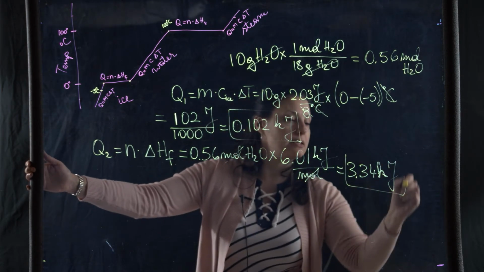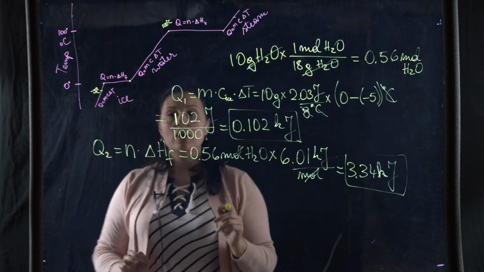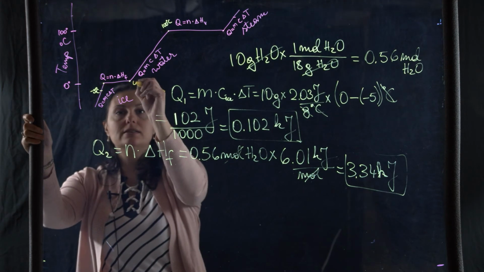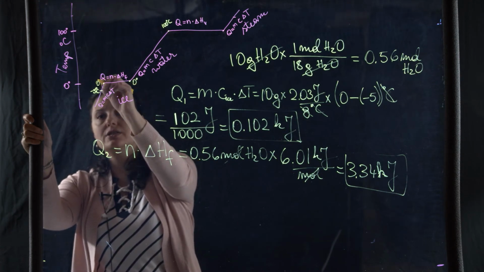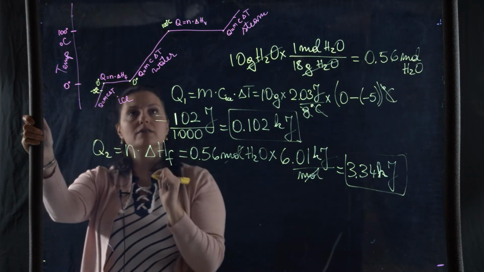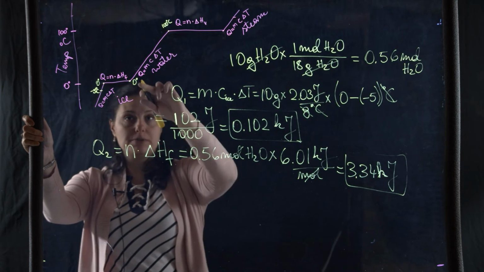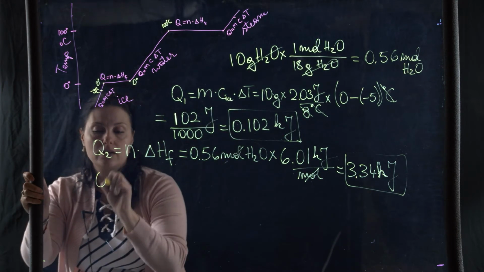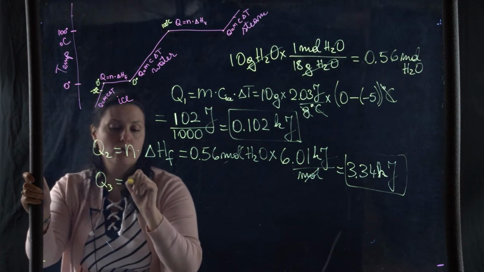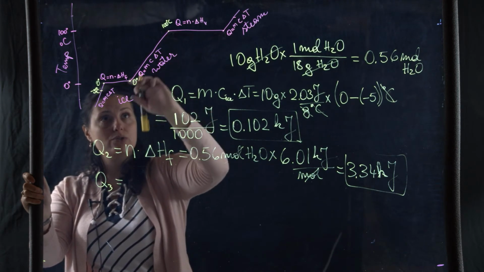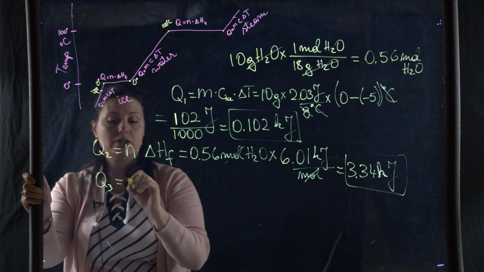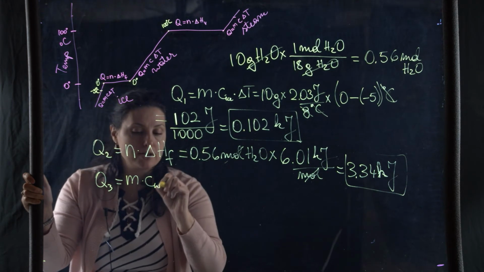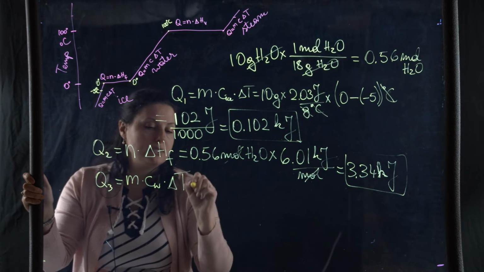That's my second step. Now I am right here. I have water, still at 0 degrees. This is ice, and this is water. And I'm taking water from 0 degrees all the way to 100 degrees. My third step, therefore, once again I am going through the sloped part of the graph, so it's going to be M times C, but in this case for water, the liquid, times delta T.